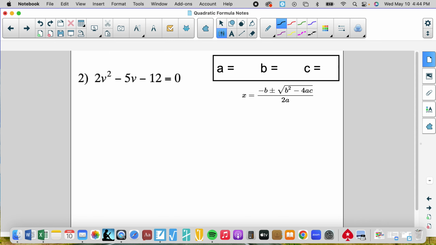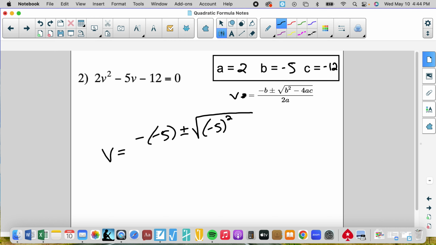Yep. So let's pull the a value is 2, the b value is negative 5, the c value is negative 12. Now let's utilize the quadratic formula. We again have v. So v is going to equal the opposite of b plus or minus the square root of b squared. I'm going to have parentheses because my b is a negative, so I want to include it when I square it, times 4 times a times my c value, all over 2 times a. And I'm getting that from this equation.